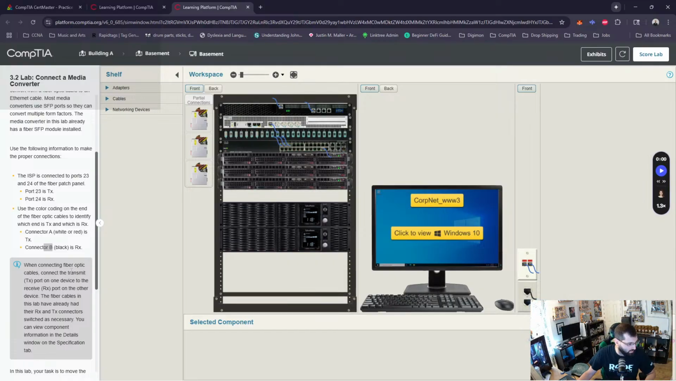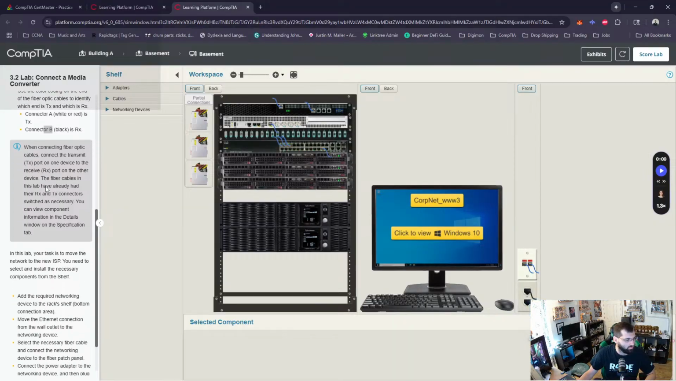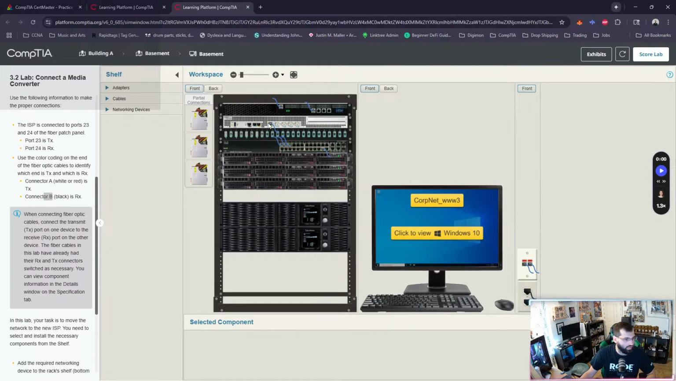Okay, when connecting the fiber cables, connect the transmit TX port on one of the devices to the receiving RX port on the other device. The fiber cables in this lab have already had their RX and TX connections switched as necessary. You can view the component information in the detailed window of the specifications. In the detailed window. I guess that's this.